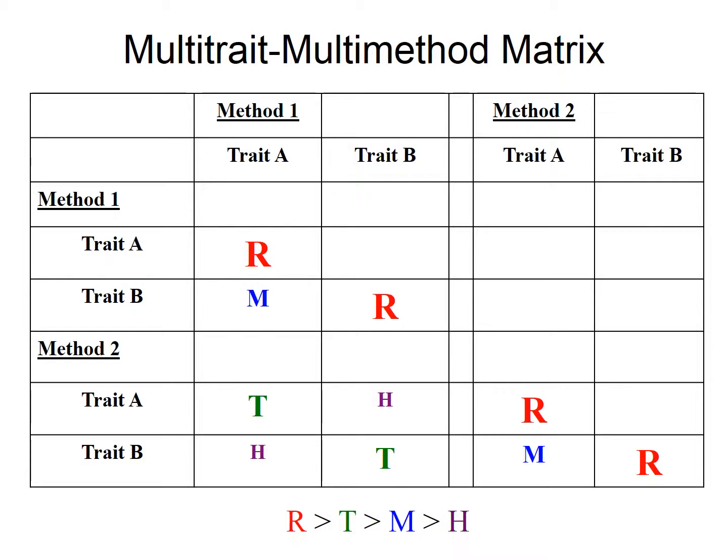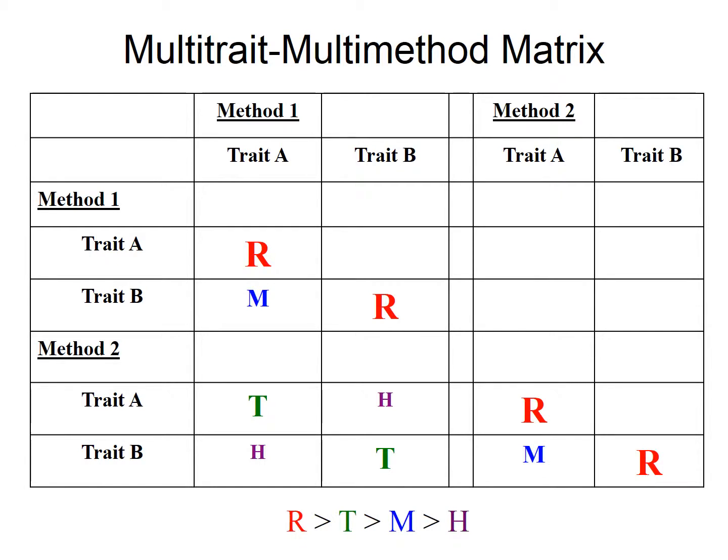So for instance, if we look at that first big T, method 1, trait A, by method 2, trait A, that's where we're comparing the same construct measured by different measures. That should be our second highest, and that actually is convergent validity. Same construct, different methods. The M is the method variance. So for instance, method 1 trait A by method 1 trait B, those are different constructs, but they're both self-report. Much like method 2 trait A by method 2 trait B, that's our other M, method variance. Again, we should see it be fairly high, but not as high as the others.